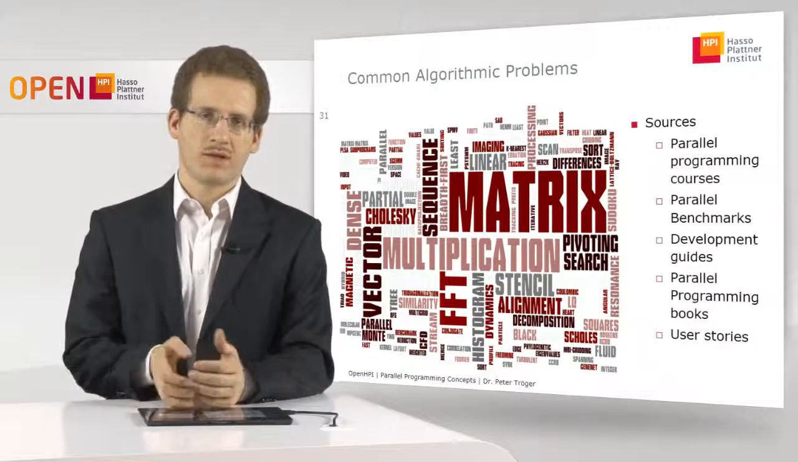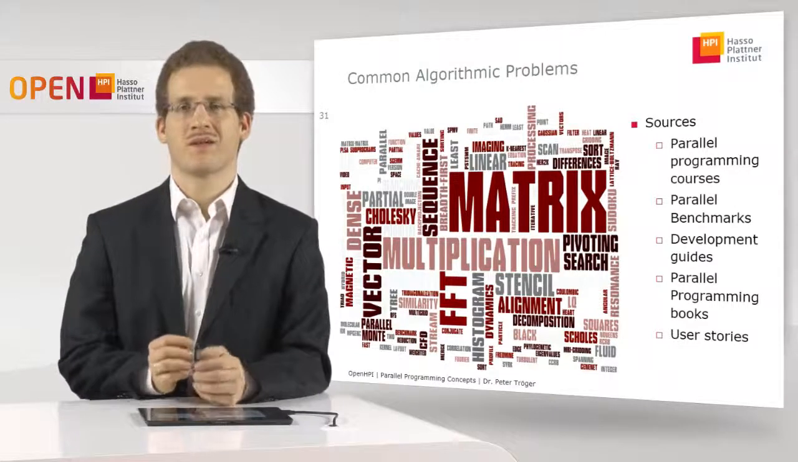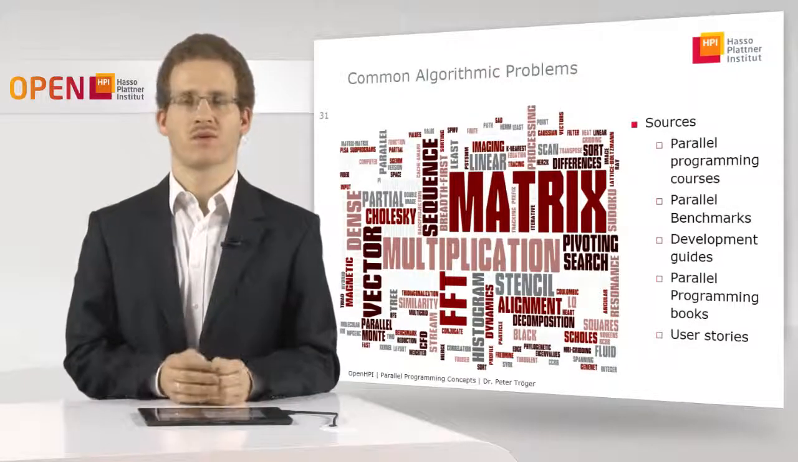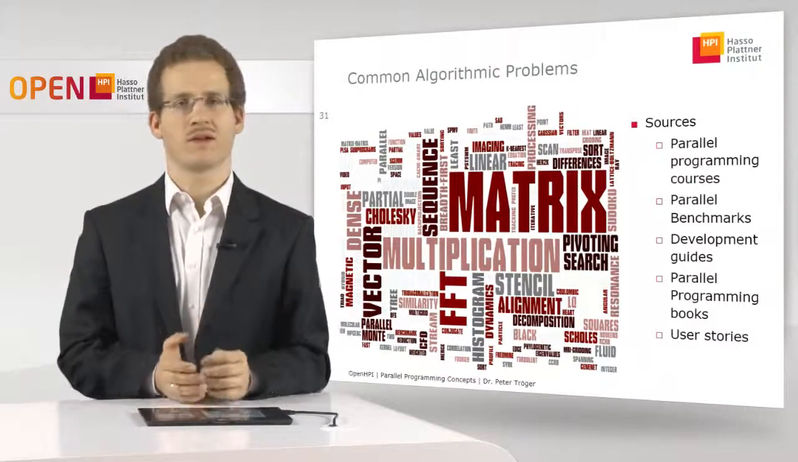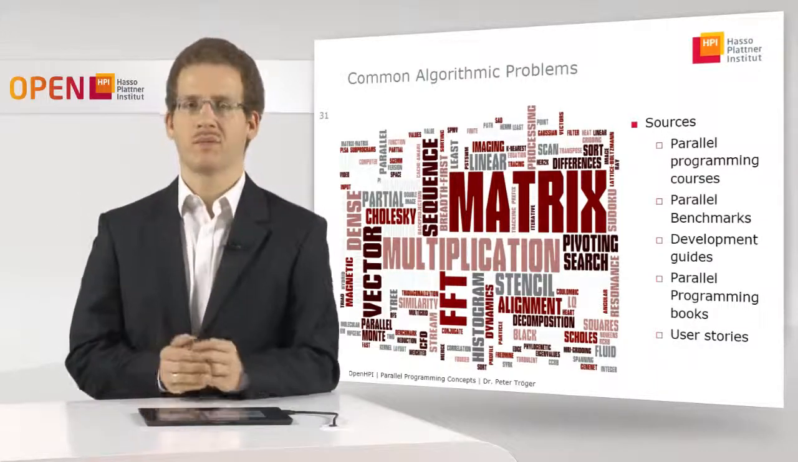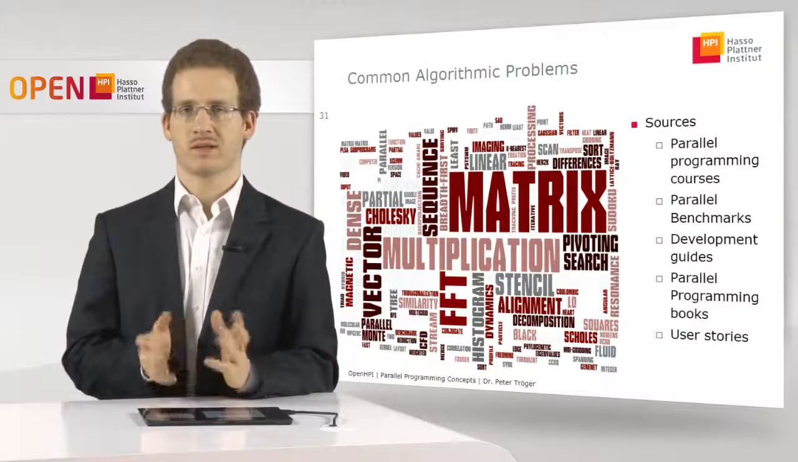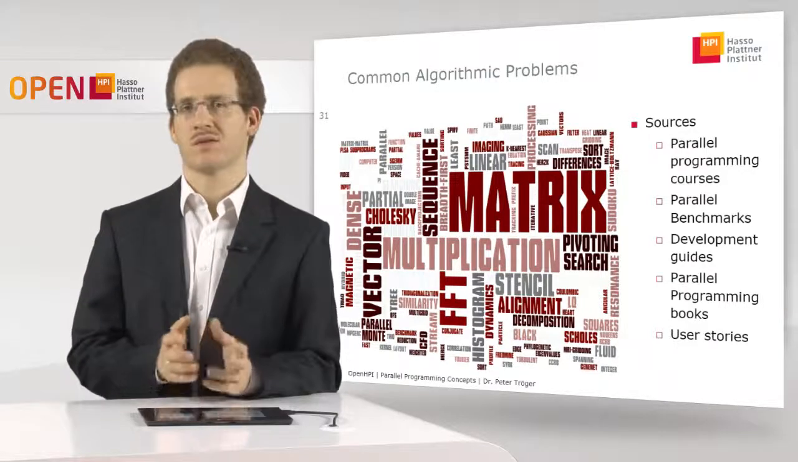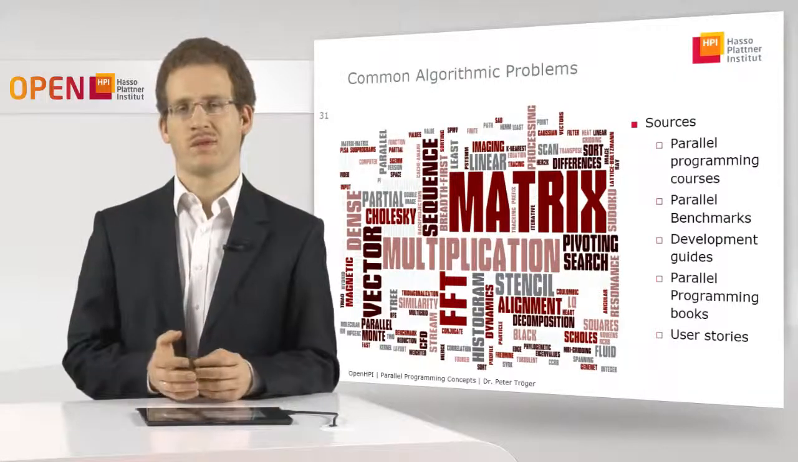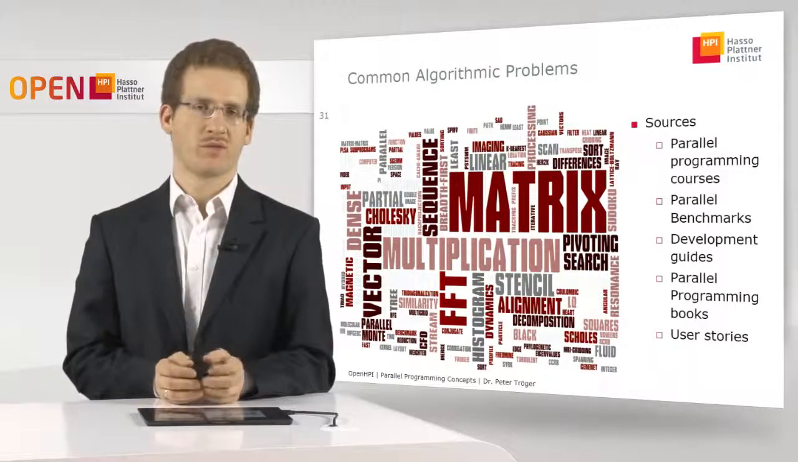Our teaching team did an investigation of parallel software recently in order to get a better understanding of how people do parallel programming. So what kind of problems do they want to solve? What is the kind of code you can typically find? So we took our own parallel programming courses from other people, parallel benchmarks, development tutorials for libraries such as Intel TBB, books, and also user stories from the internet. And we tried to do some statistics on what kind of problem is really relevant. What is the kind of underlying algorithmic issue people want to solve with parallel programming.